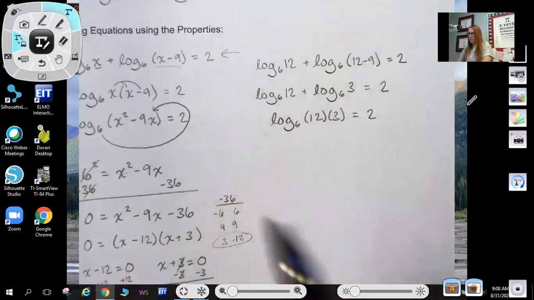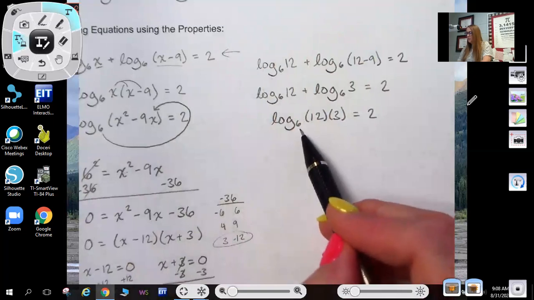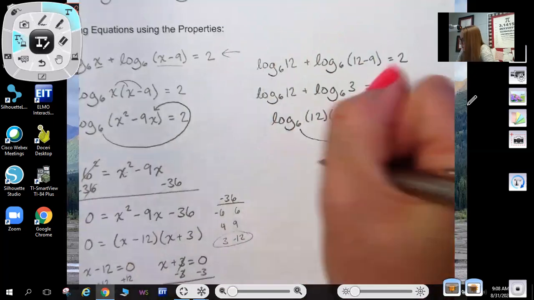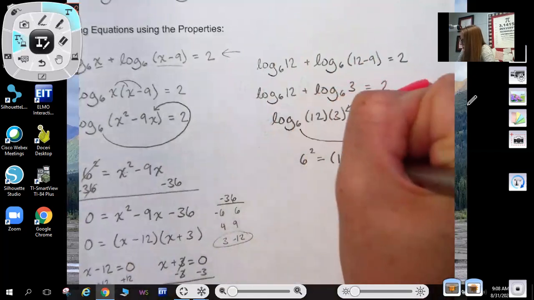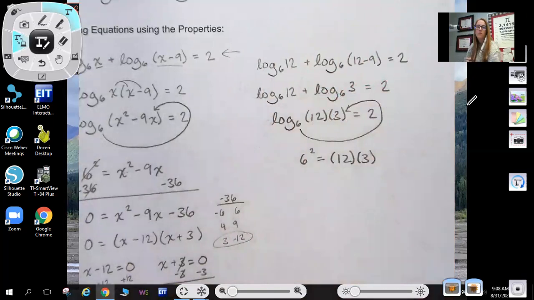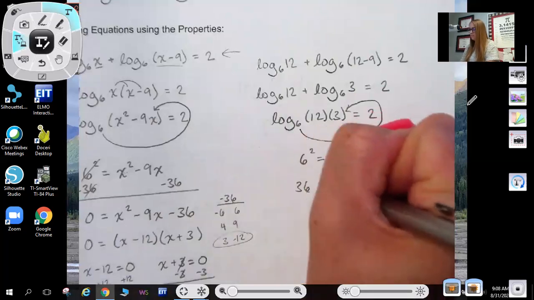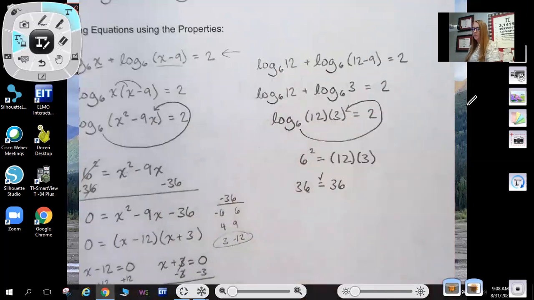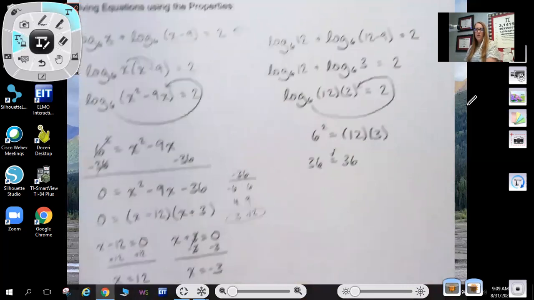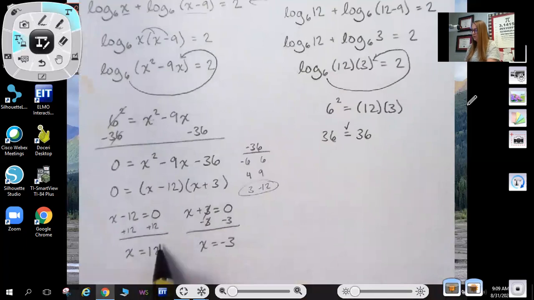The next step that we did when we were solving was we changed this to exponential form. So we get 6 squared equals 12 times 3. Well, 6 squared is 36, and 12 times 3 is 36, and 36 equals 36. So x equals 12 is a solution. We can circle it to show that we checked it. It is a solution.